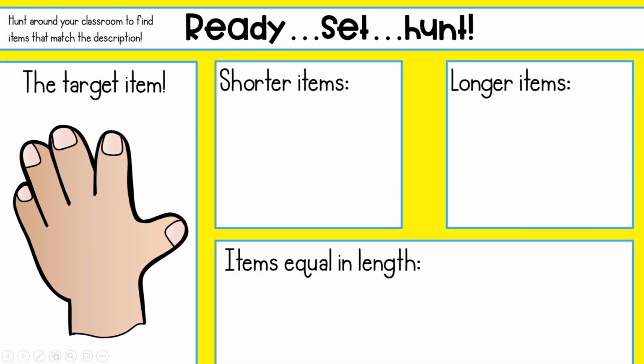Okay, so we're going to go on a little measuring hunt now. So your target item is your hand. So you need to go on a little hunt around your house, or if you're at school in the classroom, and find items that are shorter than your hand, items that are longer than your hand, and items that are equal. So see what you find. You can draw pictures of them. So pause the video now. Go and look at your hands, go and find some things that are shorter, longer, and equal. And once you've done that, press play and we'll move on to the next one.